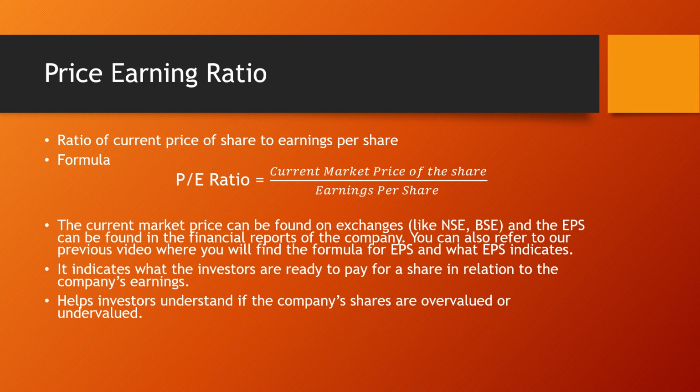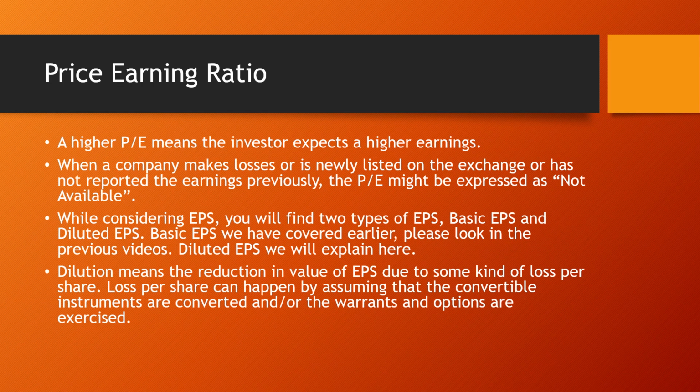And it indicates what the investors are ready to pay for a share in relation to the company's earnings. It also helps investors understand if the company's shares are overvalued or undervalued. A higher price earning means the investor expects a higher earning. And when a company makes losses, or if it's a newly listed company, or if they have not previously reported earnings, then you will find that the PE ratio is expressed as not available.